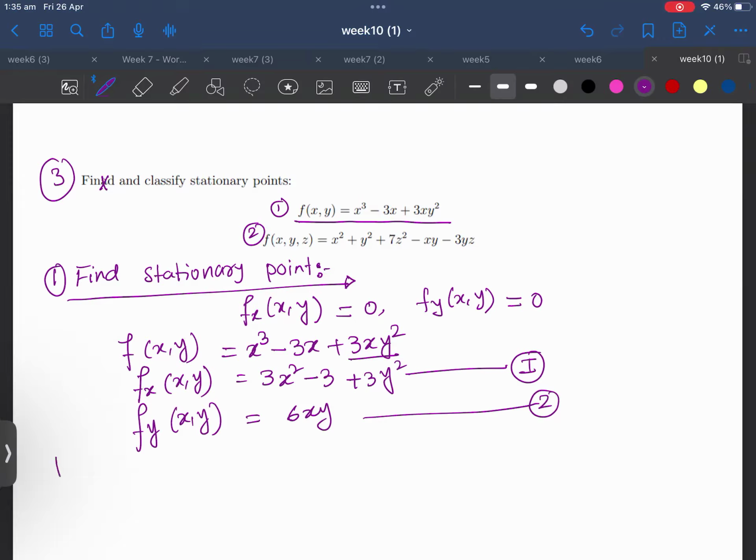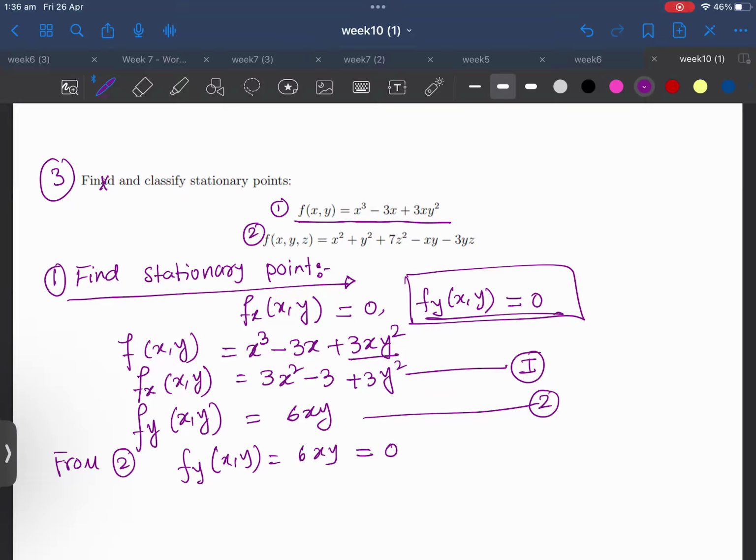And from equation number 2, if you set the first derivative of the function equal to 0, then you will get f_y(x, y), which is 6xy equal to 0. So from here you can see easily x equal to 0, 1, y equal to 0.